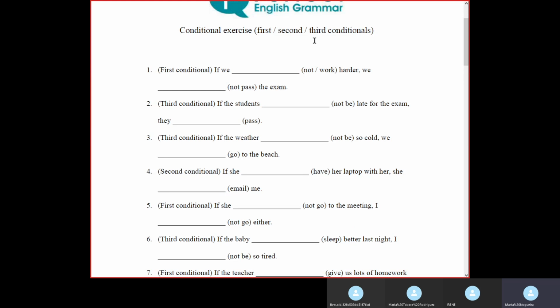So girls, I'm in exercise 1. I mean, in sentence 1. First conditional: if we don't work harder, we won't pass the exam. Second is third conditional: if the students hadn't been late for the exam, they would have passed. Passed with ed. Hadn't been and would have passed.